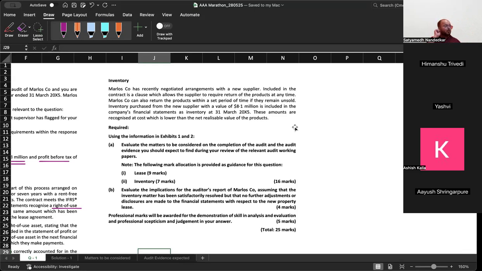Now, in this case, if you remember, IFRS 15 specifically talks about consignment. And in case of consignment sale, you will say that the sale is complete only when the control passes on to the customer. यहाँ पे Marlowe's company is the customer and there is a supplier. What does control mean? Control is basically the ability to tell what to do or what not to do with a particular item, ability to direct the use of a particular item. और यहाँ पे they have very clearly mentioned that Marlowe's company can return the products in that period of time and the supplier can ask for the goods back at any point in time. So basically Marlowe's company को कभी भी it never got control over that particular asset. ठीक है, so unless and until you have control over that particular asset, it should not be recorded as your inventory. But it has been recorded as your inventory. यहाँ पे लिखा है inventory purchased from new supplier with a value of 8.1 million is included in the company's financial statements as inventory at 31st of March.